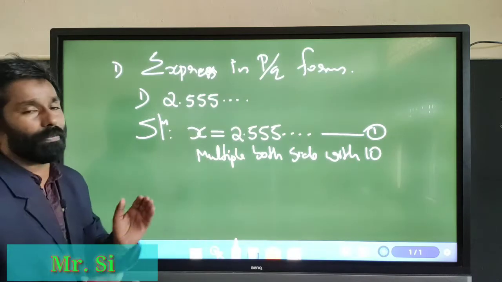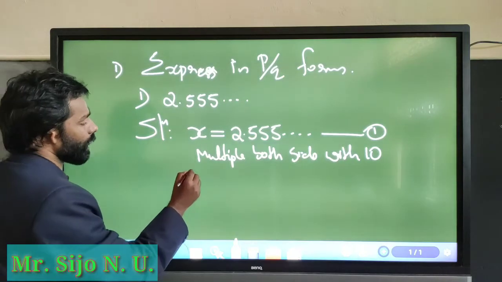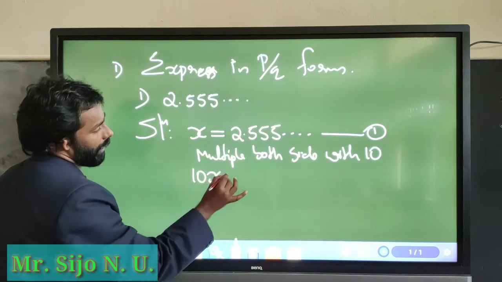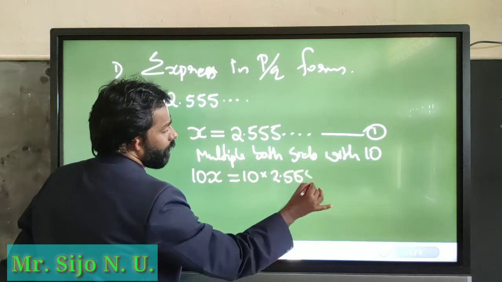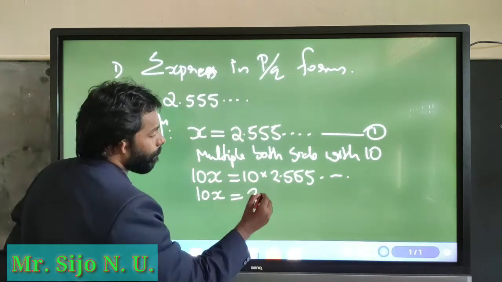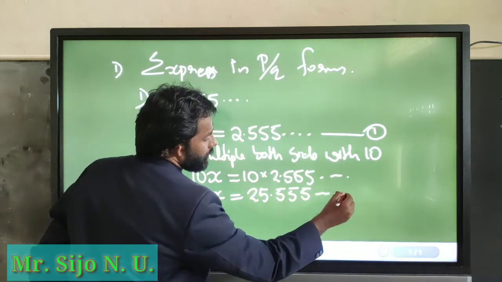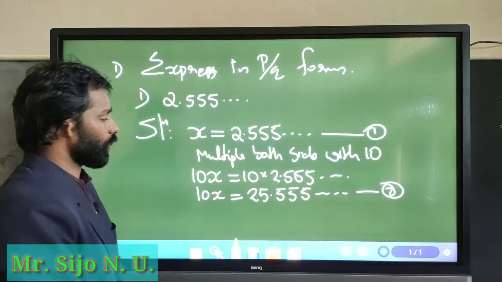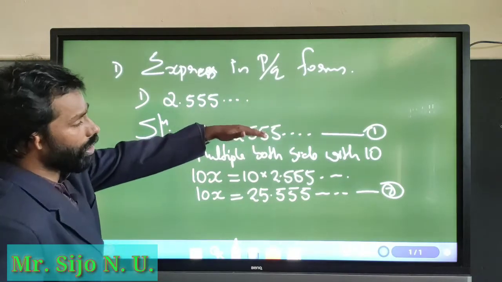We know it's an equation. When we multiply both sides with the same number, the equation should be balanced. Therefore we can write here, when we multiply the left hand side with 10, we will get 10x equal to 10 into 2.555 etc. Now we know this as 10x equal to 25.555 etc. We can give this as equation number 2. Now what we have to do? We have to subtract equation number 1 from 2.